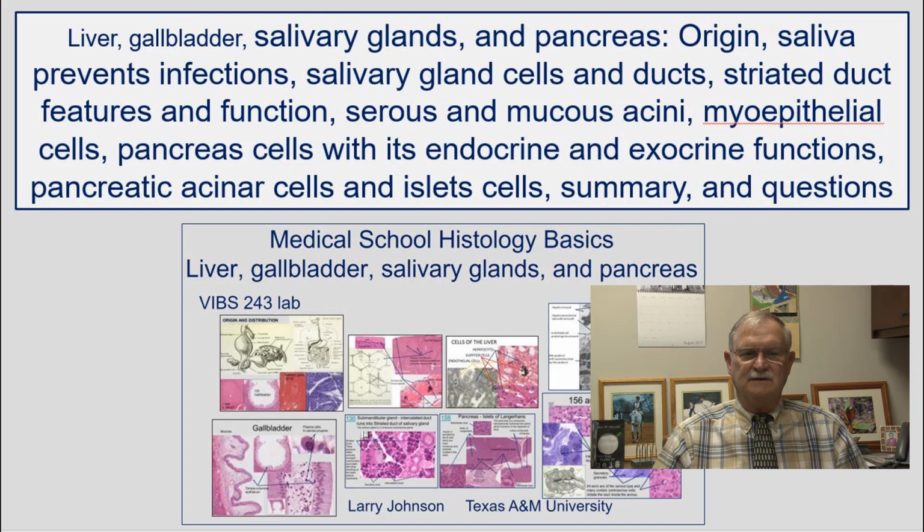And today we're going to talk about the liver, gallbladder, salivary glands, and the pancreas. That is, we'll talk about the origin. Saliva prevents infections. Also, salivary gland cells, ducts, striated ducts, features and functions. Saliva prevents infections, as we said. Serous and mucous acini, myoepithelial cells, or squeezed cells. And pancreatic cells, the endocrine and exocrine functions of the pancreas and the cells.